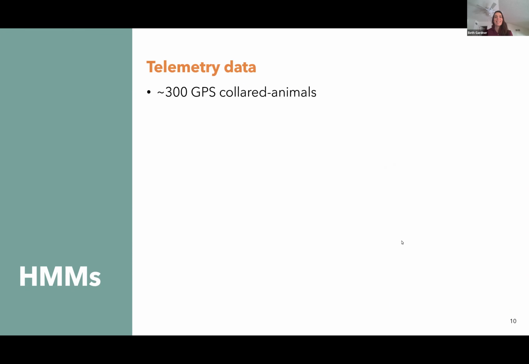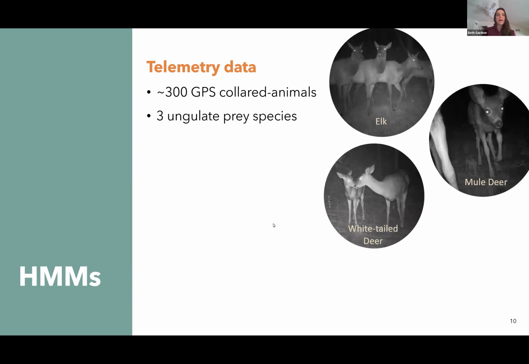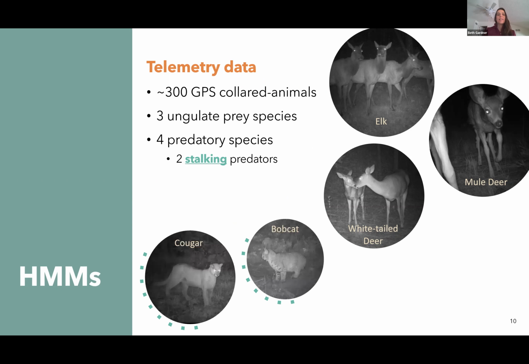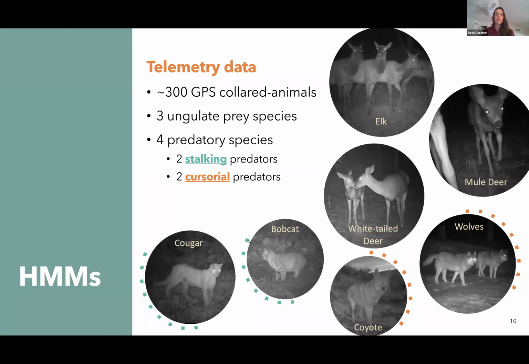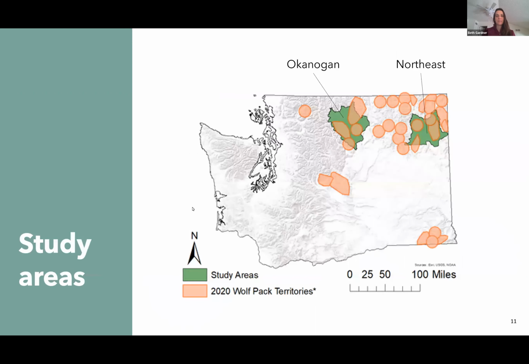We had data, thankfully, from all of our predator-prey project collaborators, where we had over 300 GPS collared animals. In this analysis, we used 3 ungulate species that were collared in the study areas: elk, mule deer, and white-tailed deer. And then we had 4 predatory species, 2 that we considered stalking predators, cougar and bobcat, and 2 that we considered cursorial predators, wolves and coyote. Then we used that 2-state hidden Markov model to look at the behavior of the predators and the prey in response to one another, as well as habitat features.